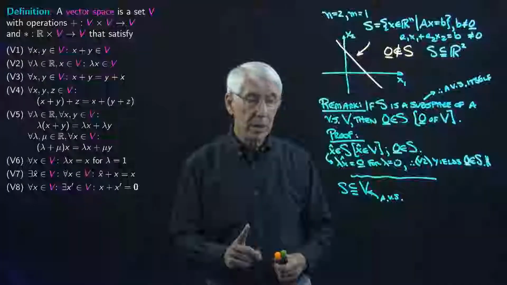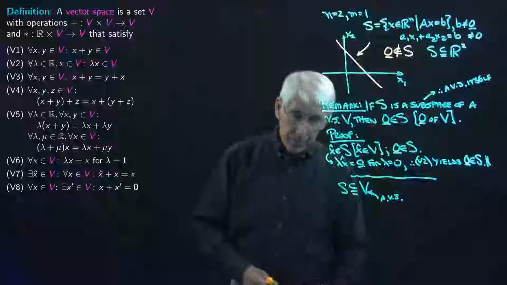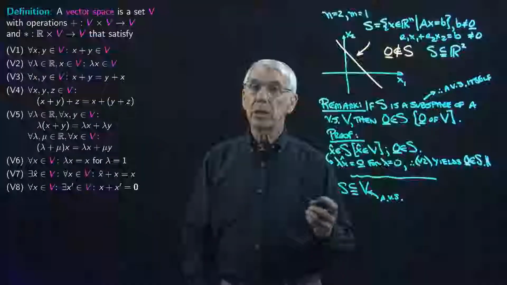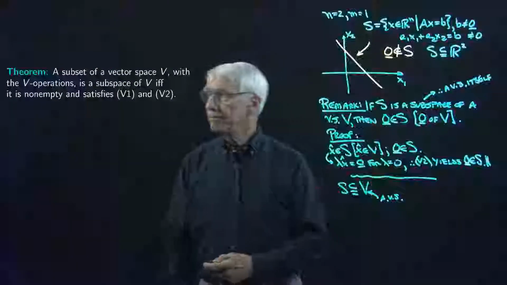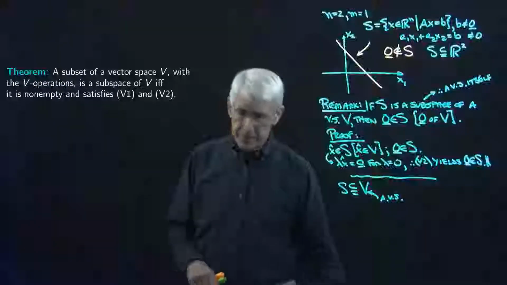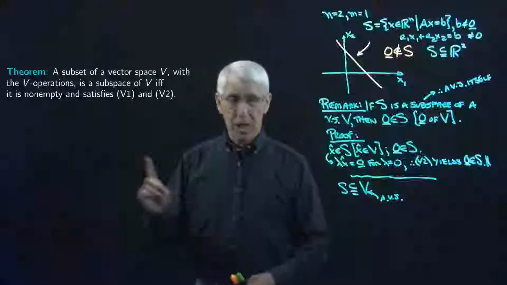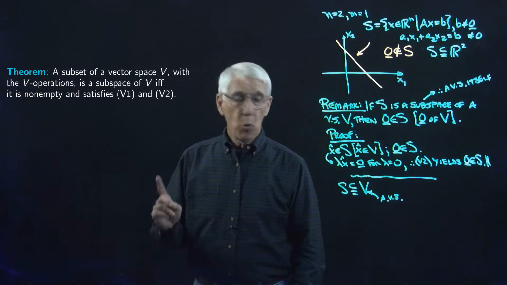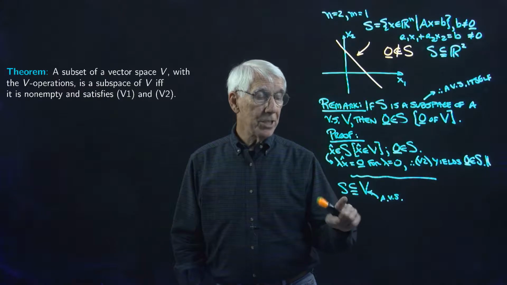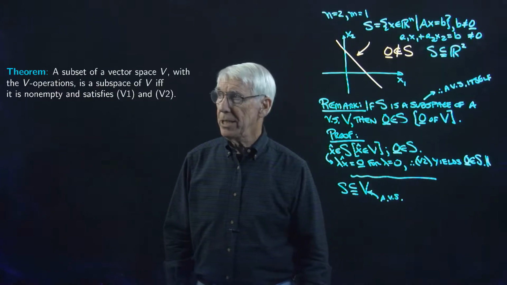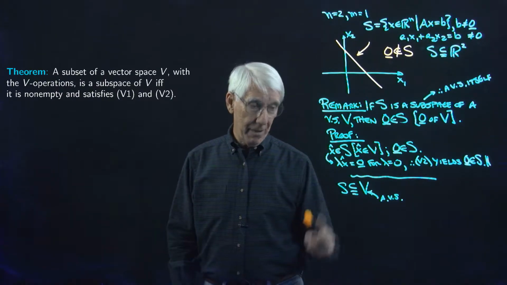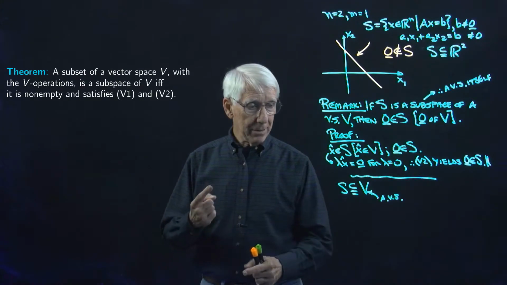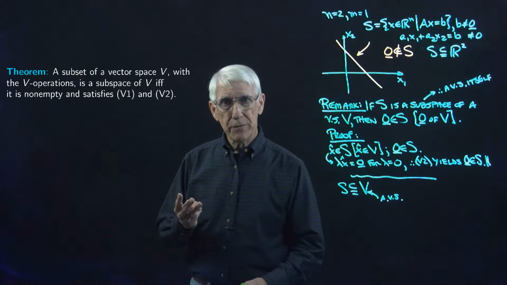As it turns out, we can easily prove a theorem that gives us these easier conditions. And we have that theorem here. It tells us that a subset of a vector space, call it S, with the V operations, the operations it inherits from the parent vector space, is a subspace, a vector space in its own right, if and only if it's non-empty, satisfies V1, satisfies V2.